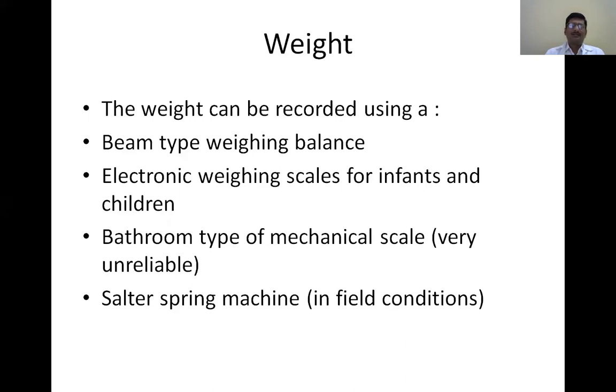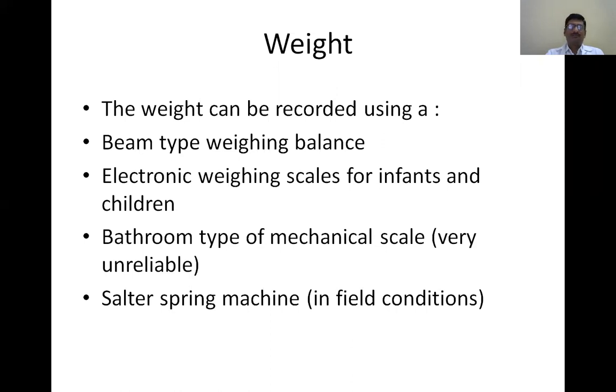And there is the Salter spring machine. This is used wherever we don't have an electronic or beam balance, for instance when we go to field conditions where you won't find all those things. So the spring machines are used to measure the weight. I'll show you the picture of all those things.